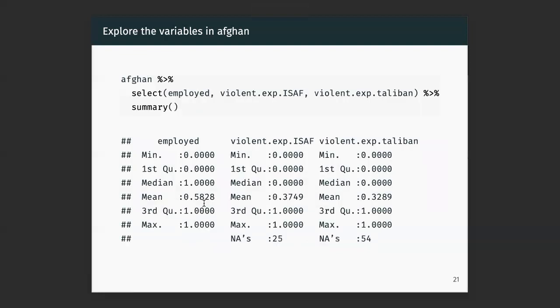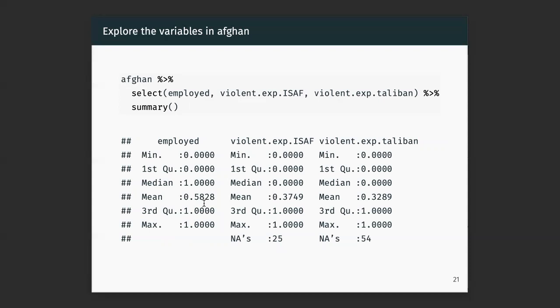Okay, so let's reduce this to a few variables, and then let's reduce it to only our continuous variables, and then run a summary table. So I'm going to take our Afghan data. I'm going to select these 3 variables, and then I'm going to run the summary function over each of them, right? And so I'll get the ranges, I'll get the means, the medians. I'll also see how many missing values I have. And these are perhaps unsurprising.